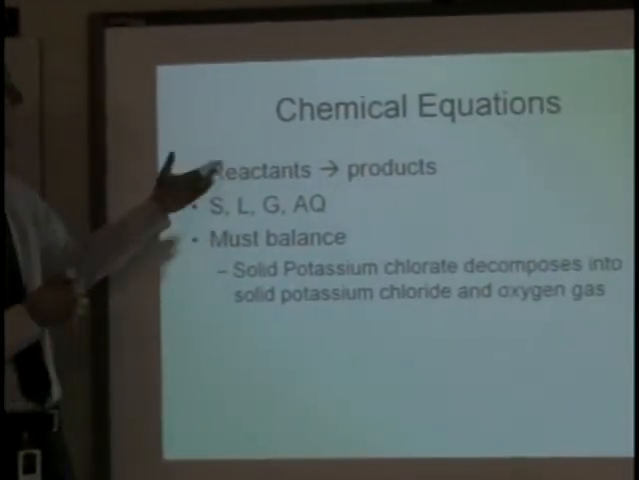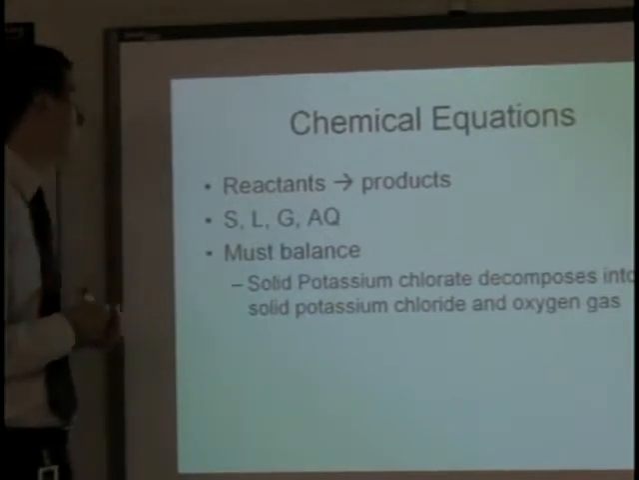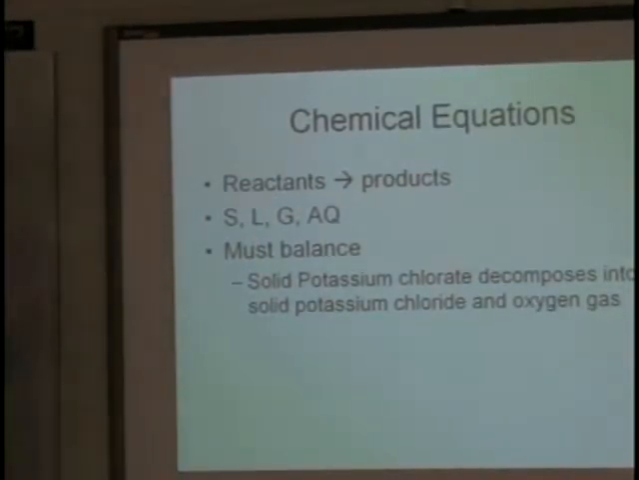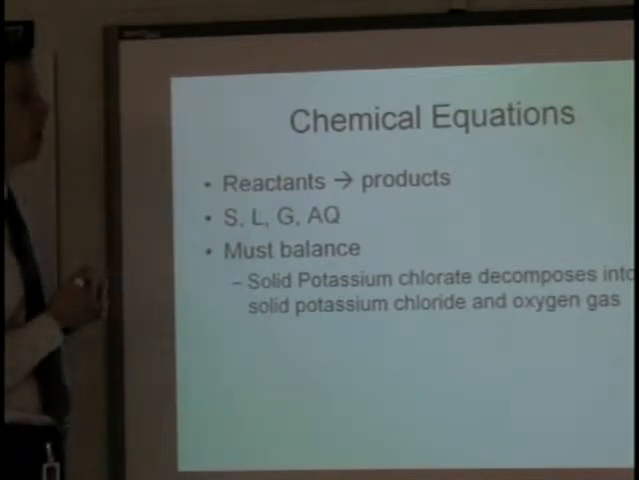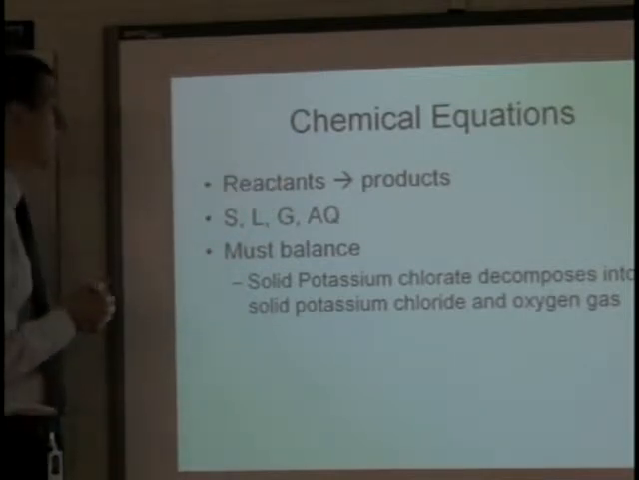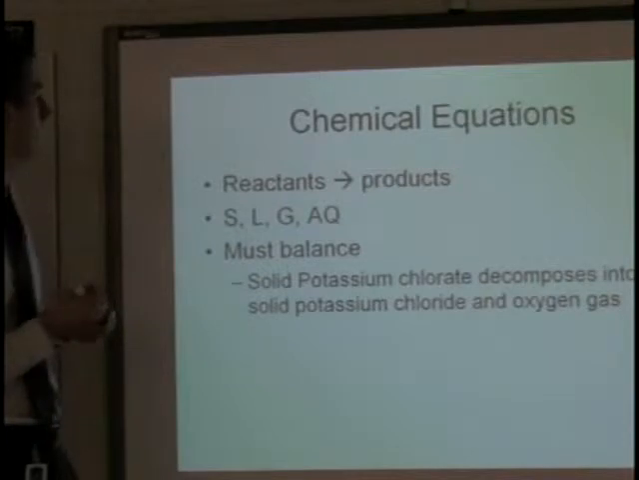Chemical equations are the next thing we need to go over. Remember, on the left side of the arrow are reactants, on the right side of the arrow are products. We will use phase notations: an S for a solid, an L for a liquid, a G for a gas, and AQ being aqueous, which is a solution. Remember, you must balance your chemical equation.